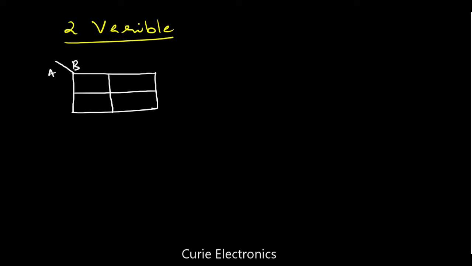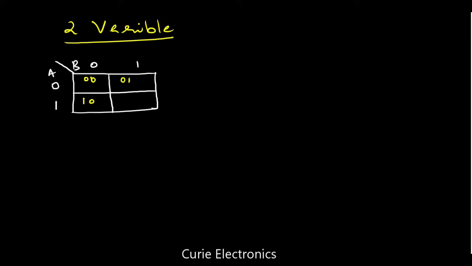So A can take 2 values: 0, 0, 0, 1, 0, 1. And now let me write the cell position. The first cell represents 0, 0: horizontally 0, vertically also 0. The next cell, horizontally 0, vertically 1. And here, horizontally 1, vertically 0.